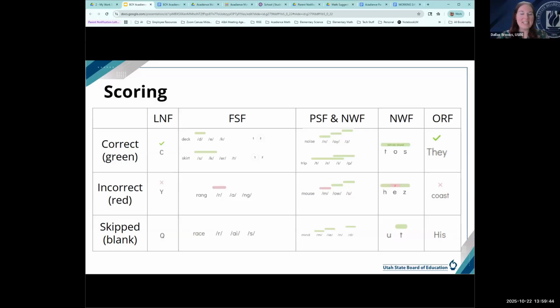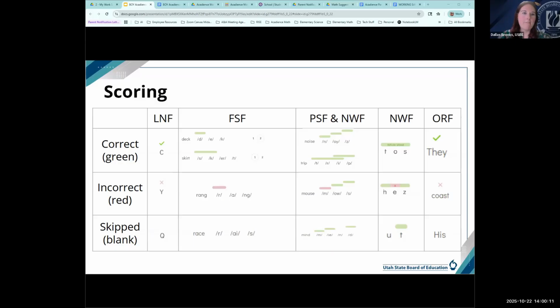Perfect. Thank you so much. So on the screen here is just an example of how ALO scores the assessment. So after you give the reading assessment on ALO and then you go back and look at that assessment, here is how it is scored. So green lines mean that it's correct. The student was able to do that task. Red means that it was incorrect. The student was not able to do the task or to do what was asked of them.